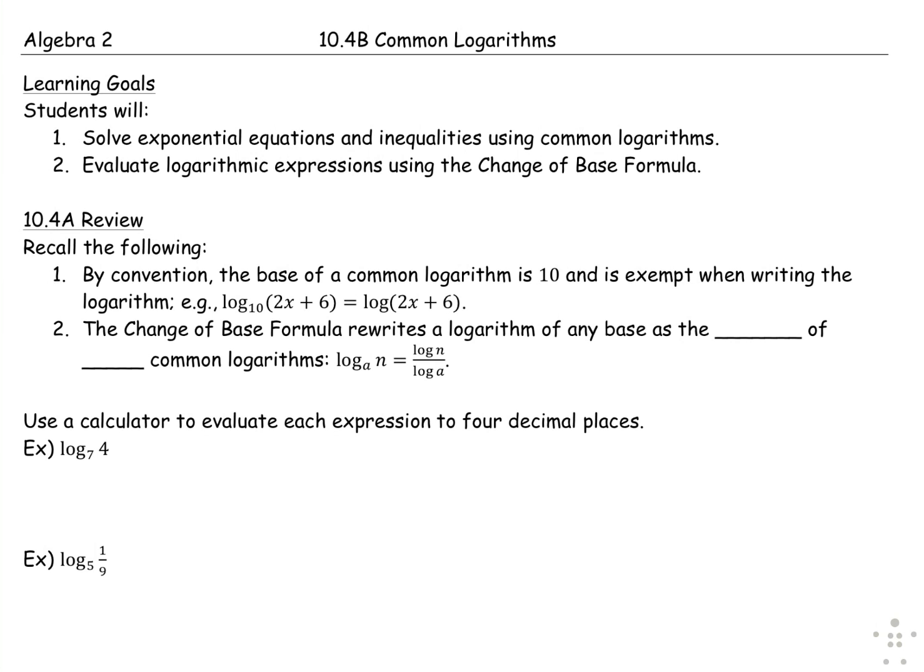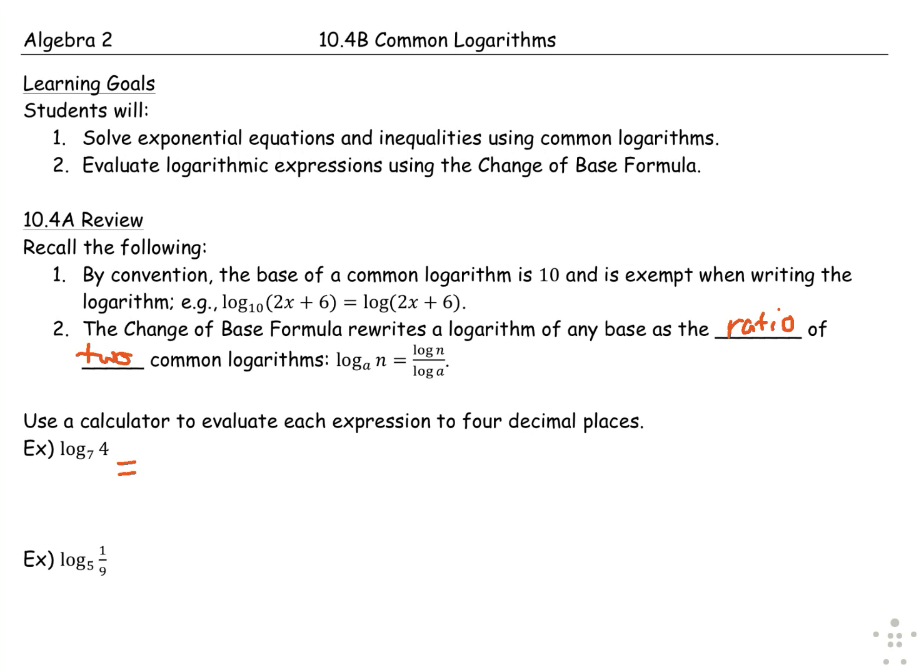So as you can see here, the common logarithm again is log base 10, and the subscripted base is implied. Now the change of base formula rewrites a logarithm of any base as the ratio of two common logarithms. Now it could go to any base really, but we use the common log because that's what the calculators are programmed as. So in the first example, use a calculator to evaluate each expression to 4 decimal places.